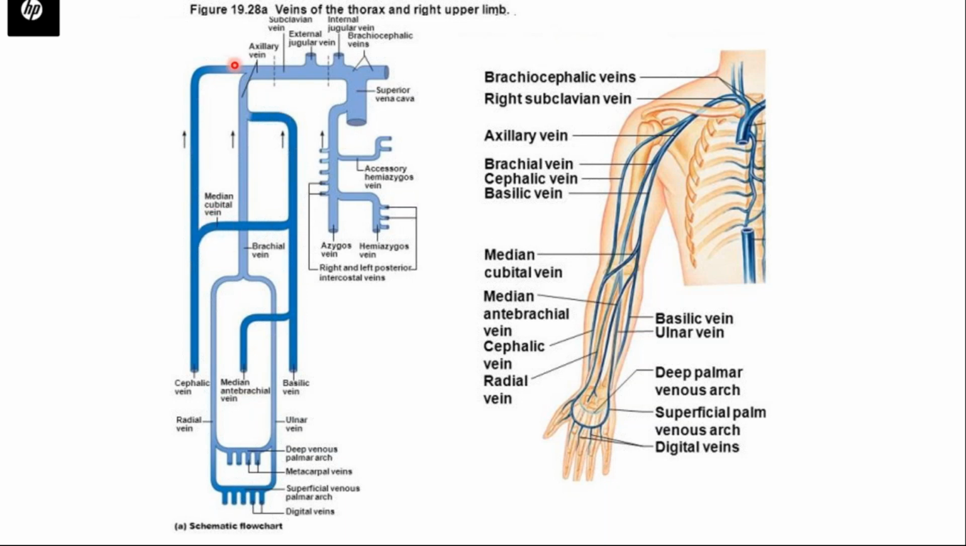The cephalic vein joins with the axillary vein. The basilic vein continues as the axillary vein, and then as the subclavian vein. Then it joins with the internal jugular to form the brachiocephalic vein. The brachiocephalic vein joins with the opposite side to form the superior vena cava. This is just a schematic diagram. Any doubts regarding the venous drainage?